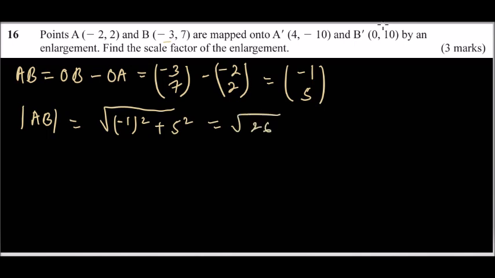That is minus 1 squared is 1, 5 squared is 25. You get the square root of 26. So that's how you work out that. Then we go to AB prime.